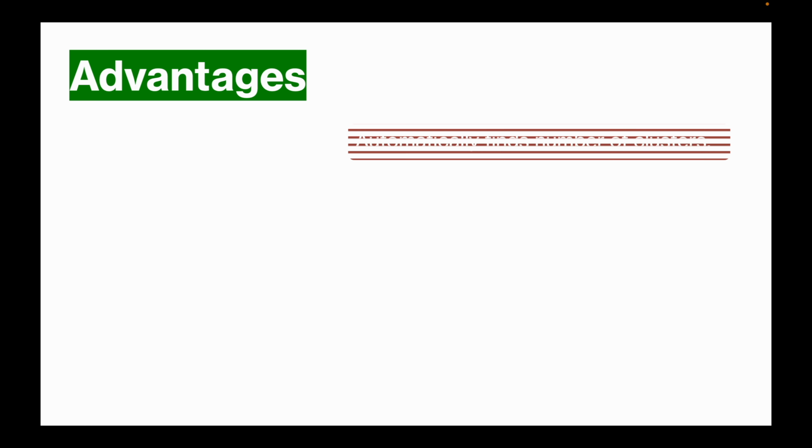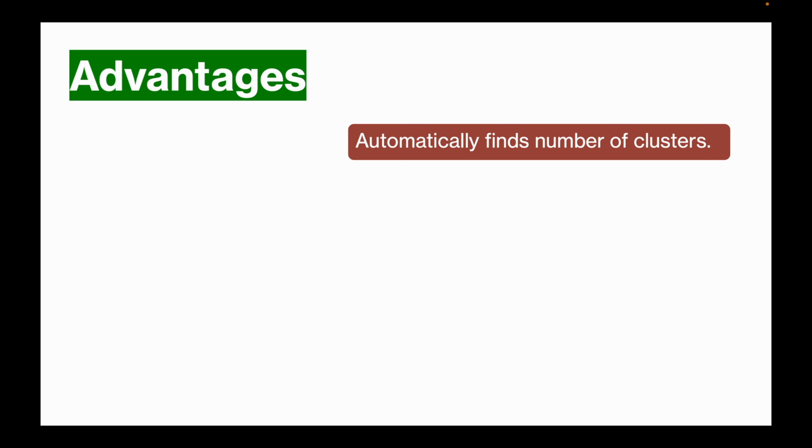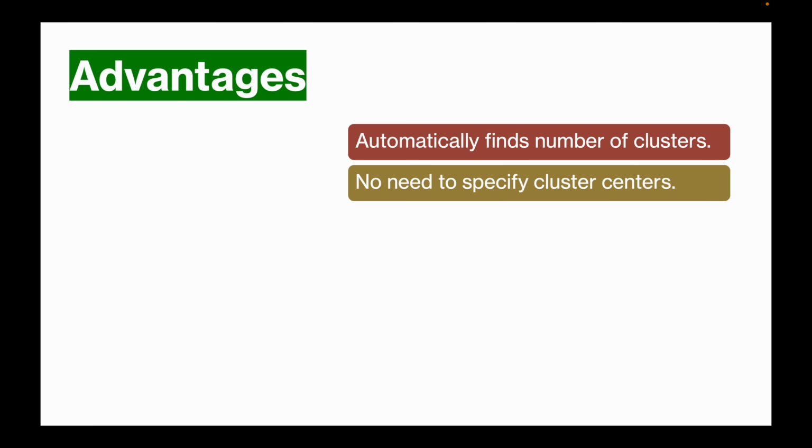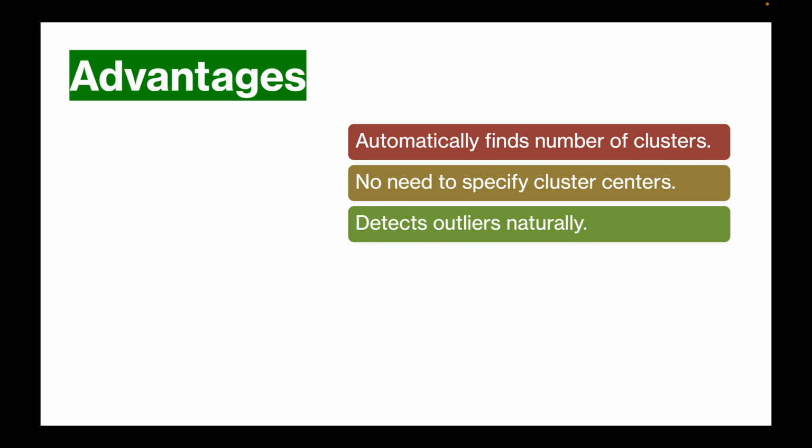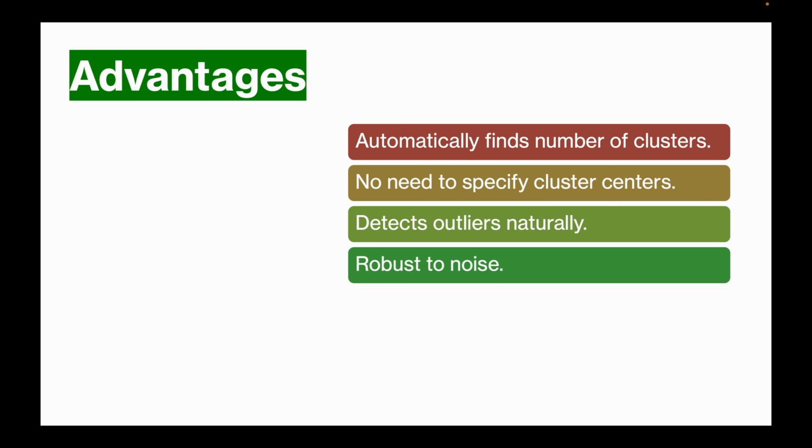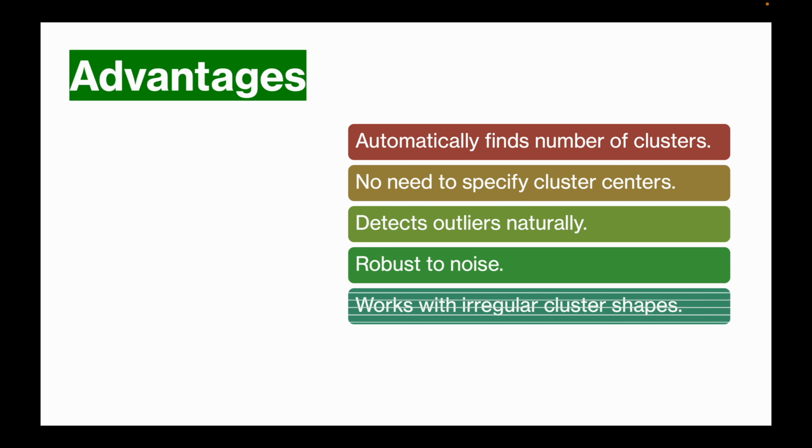Advantages of DBSCAN: it automatically finds the number of clusters. There is no need to specify the cluster centers. It detects outliers naturally. It is robust to noise. It works with irregular cluster shapes.